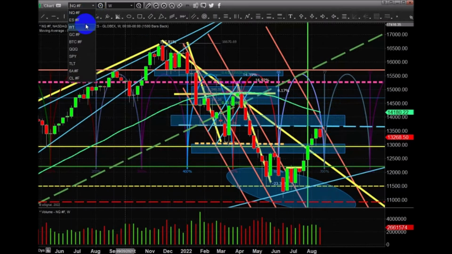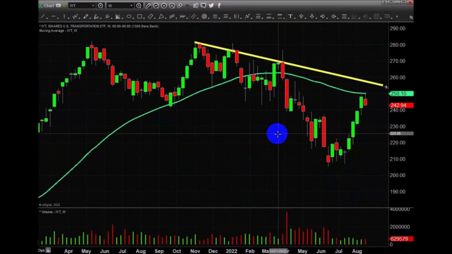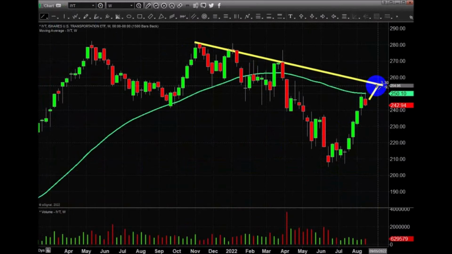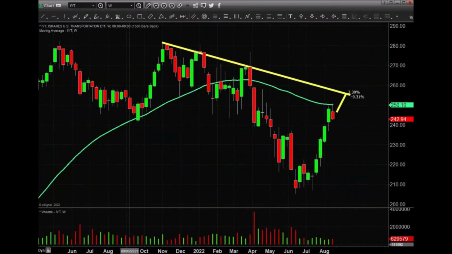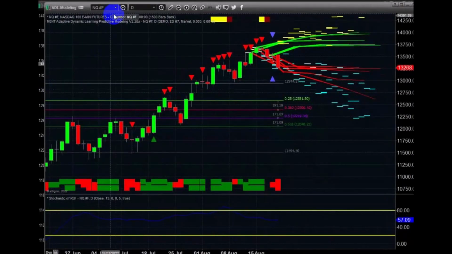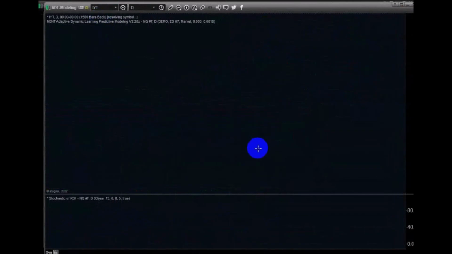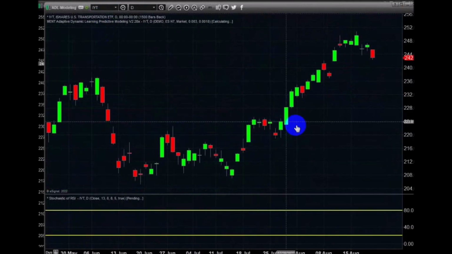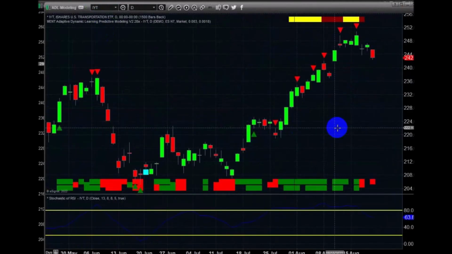Let's go to transports. Transports are still a little bit a ways from key resistance. We could see another 2 or 3% move to the upside in the transports. Let's take a look at the predictive modeling and Fibonacci systems. Predictive modeling here is showing us transports.